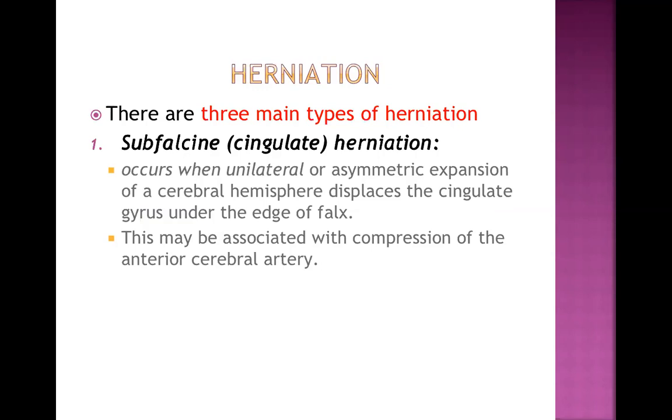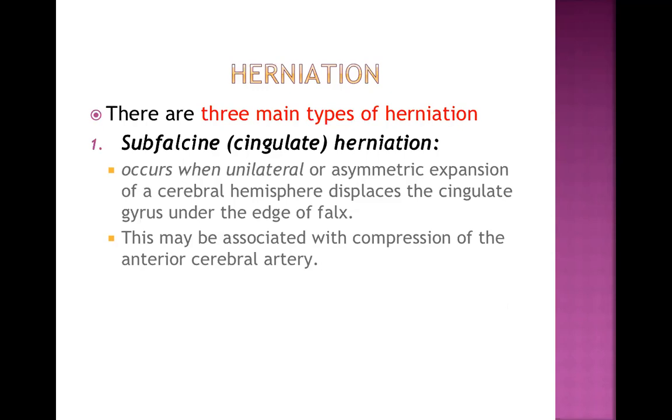Now, okay, so these are the different types of herniation I talked about. So you can look at the names here. The central herniation is not very commonly mentioned in different textbooks, so you can skip that. Only three other remaining types are highlighted, that is subfalcine or cingulate herniation, transtentorial herniation, and tonsillar herniation.